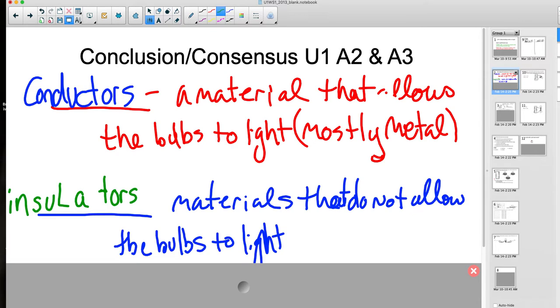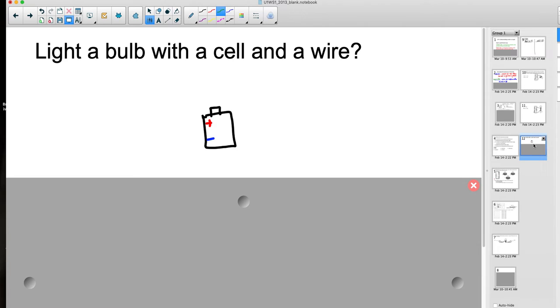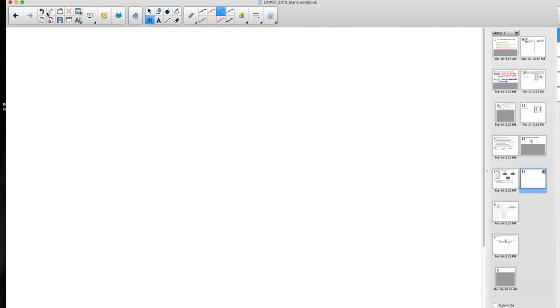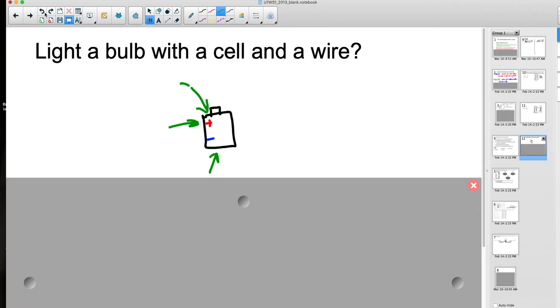Additionally, today during class, we tried to light a bulb with a cell and a wire. If we assume that this is a battery and we've got the positive terminal, well, I should have drawn it this way. If the positive terminal is here and the negative terminal of the cell is here, how would we have to connect a wire and a bulb to this to get the bulb to light?